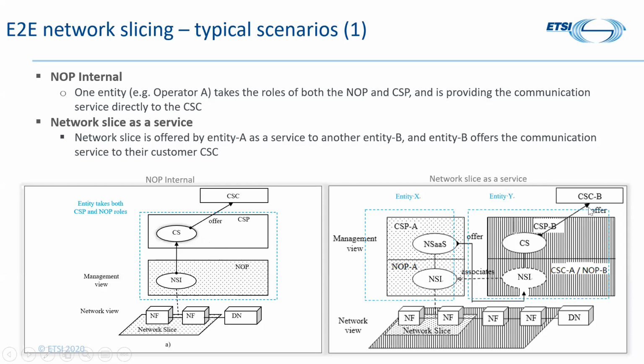The second scenario is network slice as a service, where a network slice is offered as a service by one NOP and CSP entity, right here, which is entity A, and the service is used by another NOP CSP entity, or the entity B, to offer the communication service to B's customer.